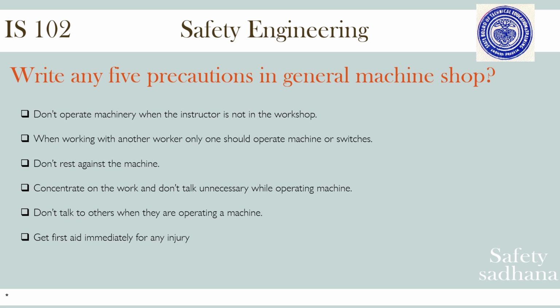Write any 5 precautions in a general machine shop. Don't operate machinery when the instructor is not in the workshop. When working with another worker, only one should operate the machine or switches. Don't rest against the machine. Concentrate on the work and don't talk unnecessarily while operating a machine. Don't talk to others when they are operating a machine. Get first aid immediately for any injury.